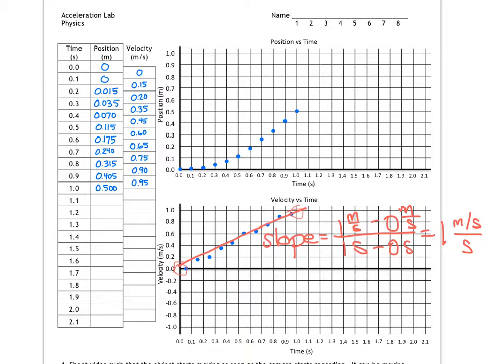I want you guys to do that on your velocity time graph. Give it a best fit line, circle a couple of intersection points, and determine a slope of your ball as it rolled down the table. Determine the acceleration. All right, take a few minutes to do that now.